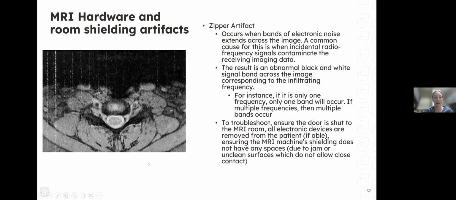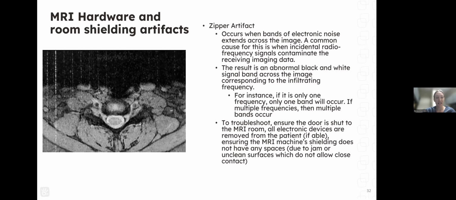So there are different categories of artifacts. I'm going to go over a few that I thought were interesting. In terms of hardware and room shielding artifacts, you can get something called the zipper artifact. This is when bands of electronic noise extend across the image. This is usually when the receiver has a disruption in the signal that it's getting. This will result in abnormal black and white signals across the image, and it will correspond to the frequency of that abnormal signal that's being picked up.